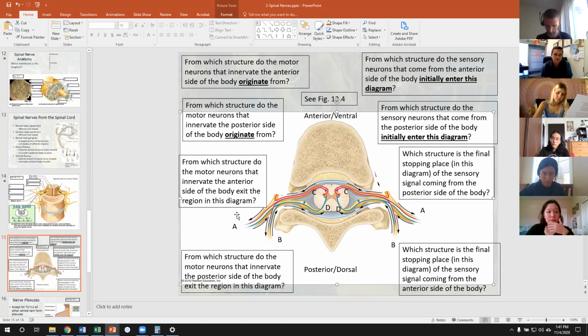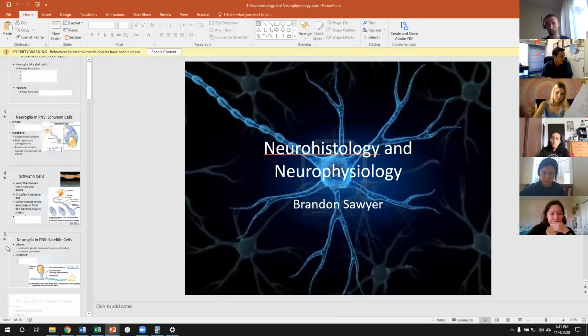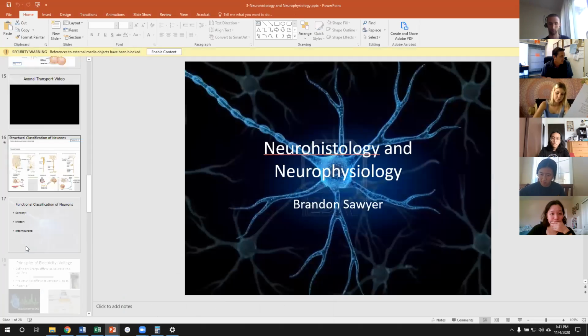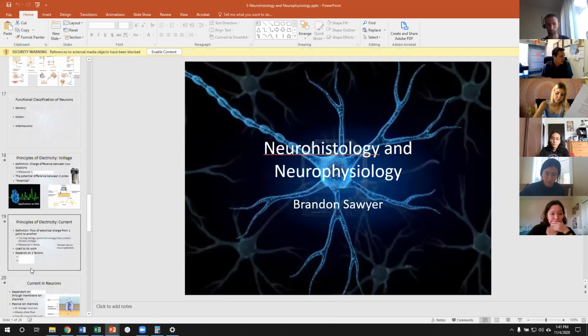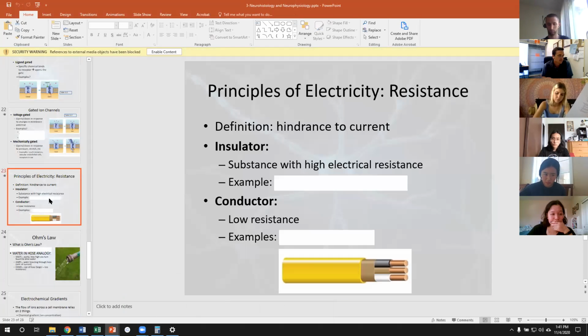I had a question about the principles of electricity, the resistance slide. I'm not sure what page that's on for you. This one. I think it's on page 9. Yeah, I got it right here. Okay, so it talks about the insulator and it has high electrical resistance.